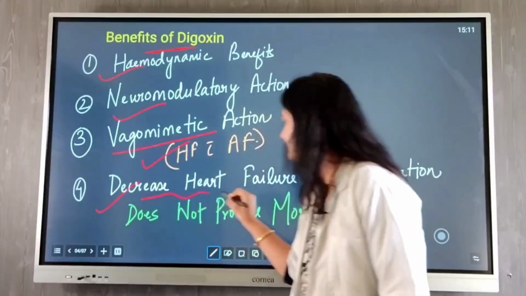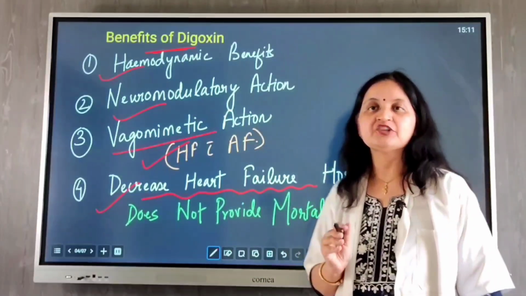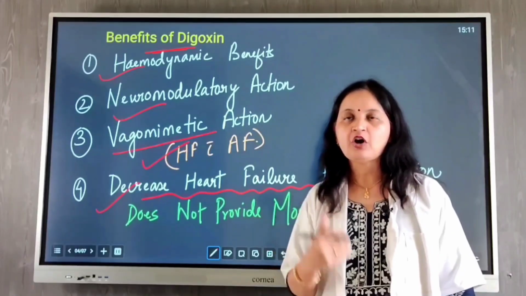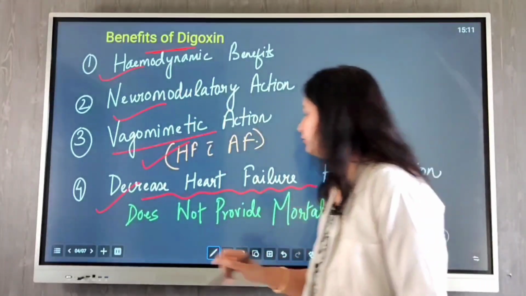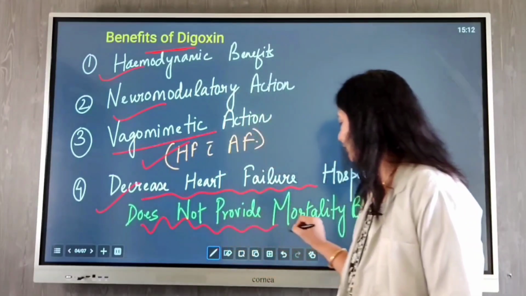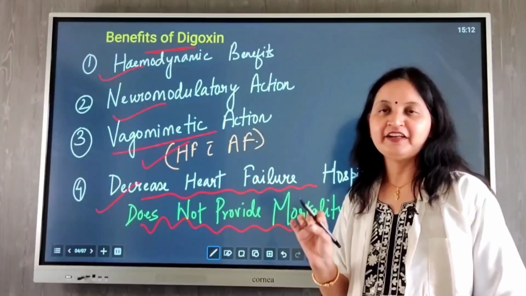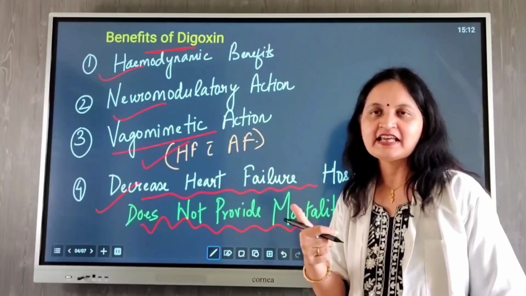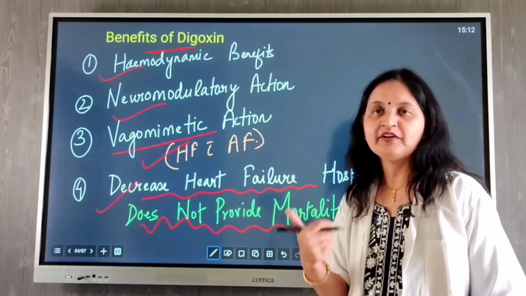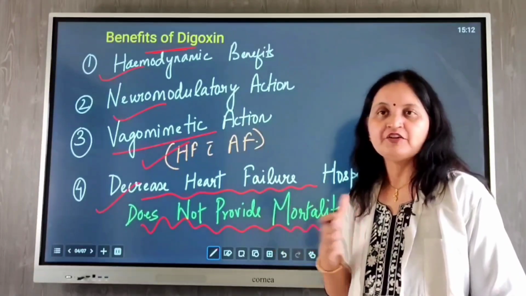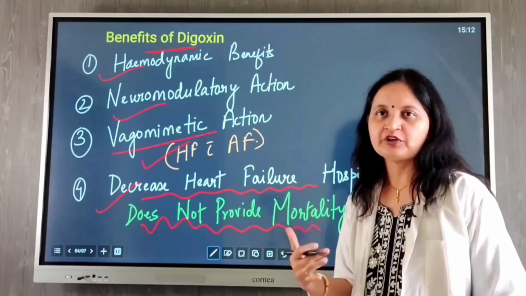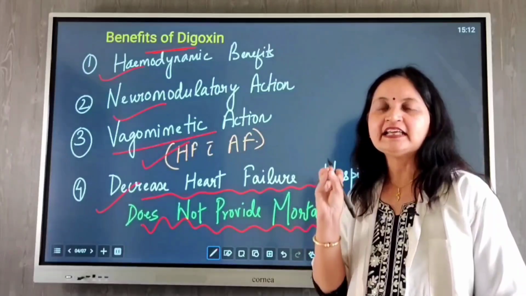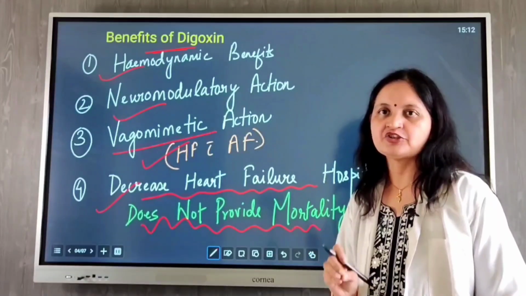Also, digoxin decreases the heart failure hospitalization. Decreased rate of heart failure hospitalization because of digoxin. It is important to note that digoxin does not provide any mortality benefit. Now, mortality benefit is provided by two drugs, that is beta blockers and spironolactone or mineralocorticoid receptor antagonist, which increases the survival, reduces mortality. No mortality benefit with digoxin. However, it decreases the rate of hospitalization.